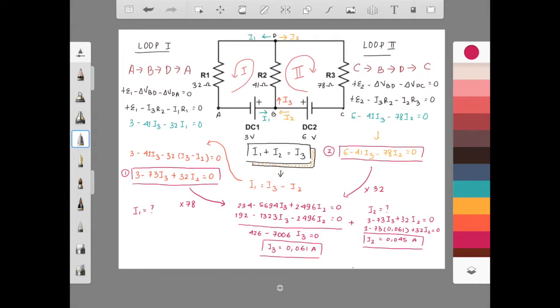Then, we substitute the value of I3 to the equations. From the first equation, the I2 value obtained is 0.045 amperes. Then, substitute the value of I3 to the second equation, and the I1 value of 0.016 amperes is obtained.